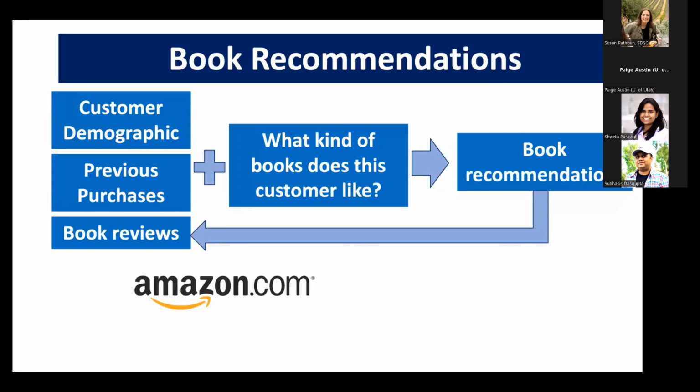So one classic example is Amazon.com, which recommends books or products to users based on customer demographics, previous purchases, and book reviews, using all that data, which is historical as well as near real time, to give feedback on what books customers will like. And this book recommendation is again fed back into the data to improve the model continuously.